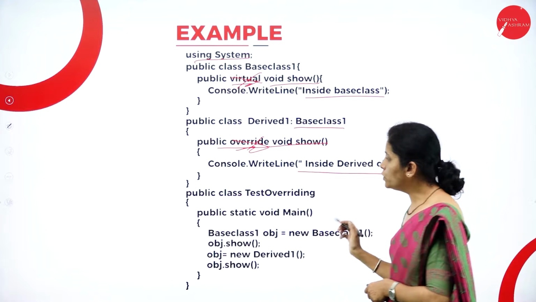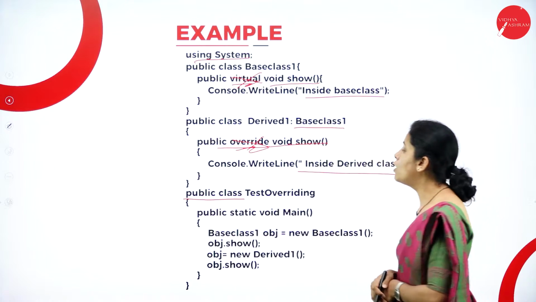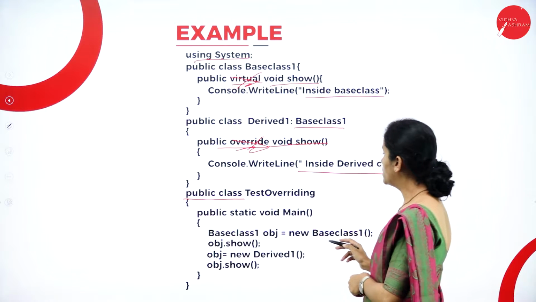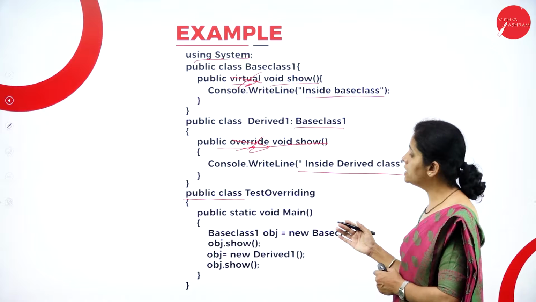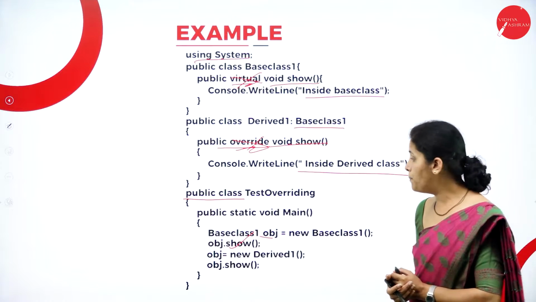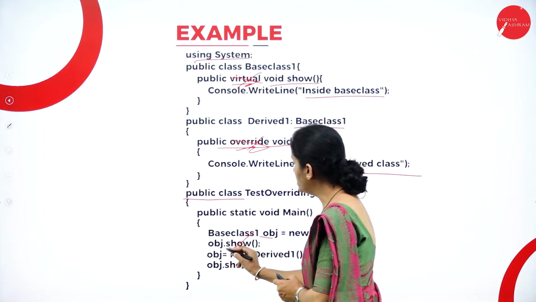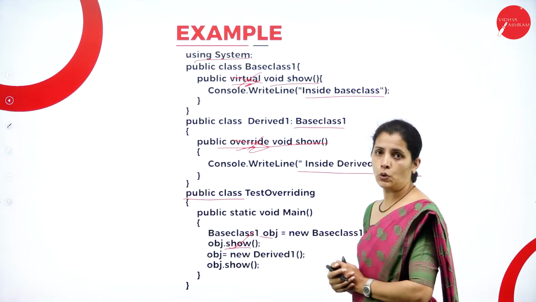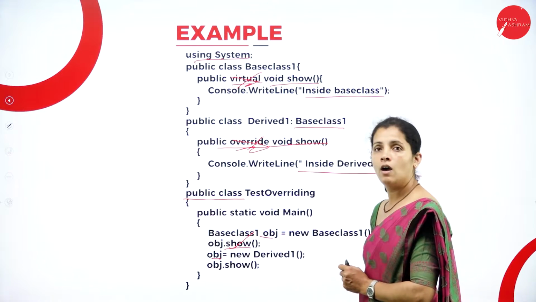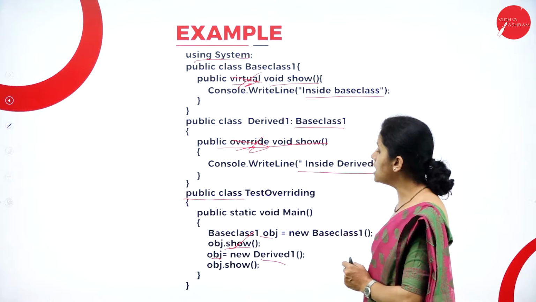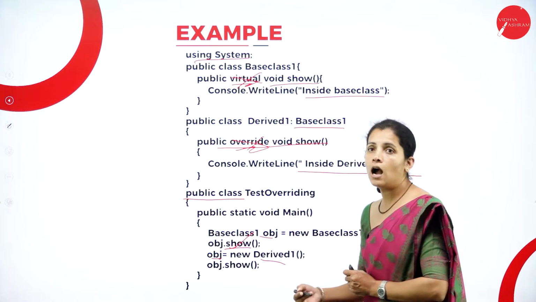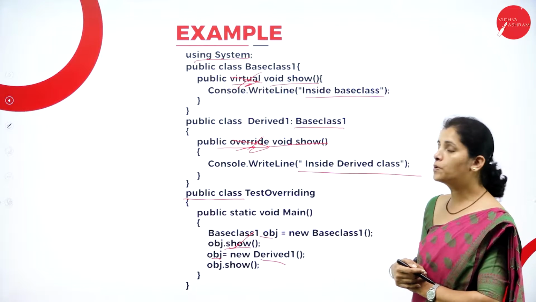Now I'm going to create one more class called TestOverriding. And here I'm going to create an object of the base class 1. With the help of the object, I'm going to call the method show. Now, once again I'm going to create an object for the derived class and call the method show. Now tell me what is the output I'm going to get for this program.